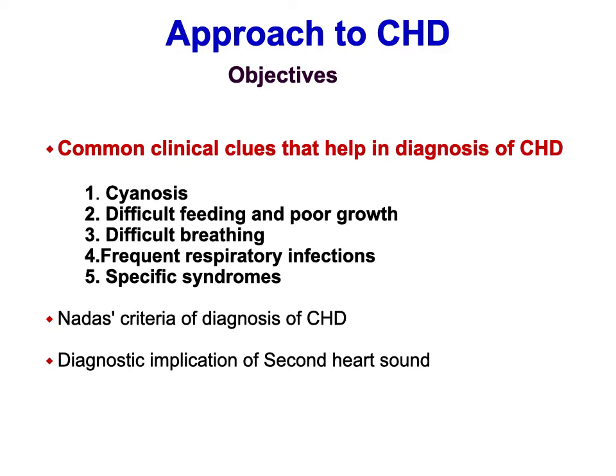Now, the common clinical clues that help in the diagnosis of congenital heart disease include cyanosis, difficulty in feeding and poor growth, difficulty in breathing, frequent respiratory infections, and specific syndromes. So, these are the few topics that will be discussed here within the purview of common clinical clues that help in the diagnosis of congenital heart disease. Okay?